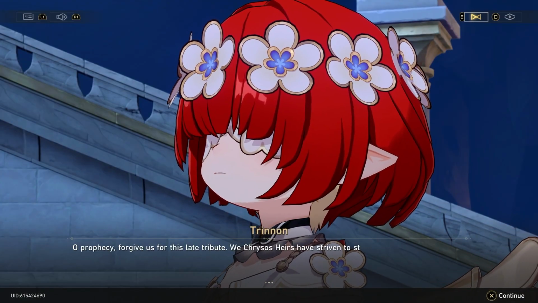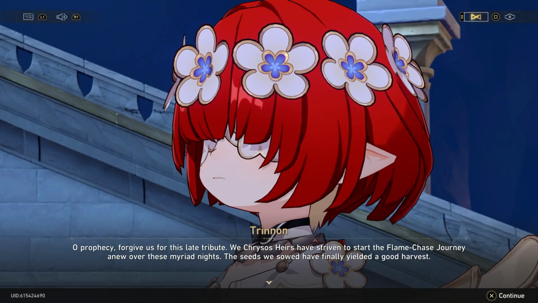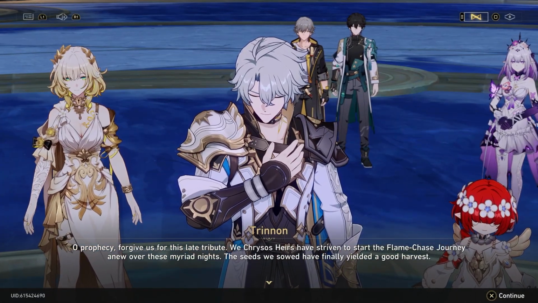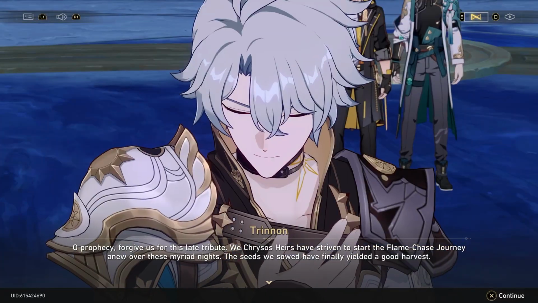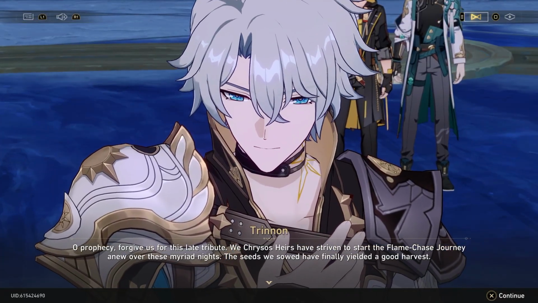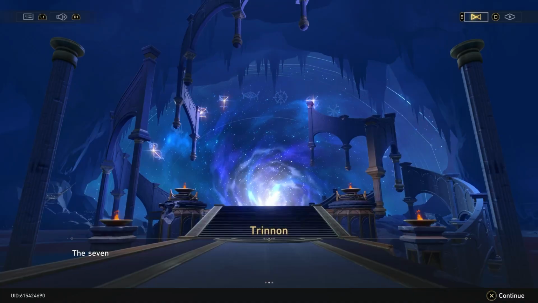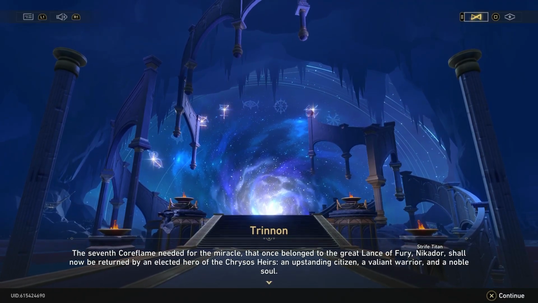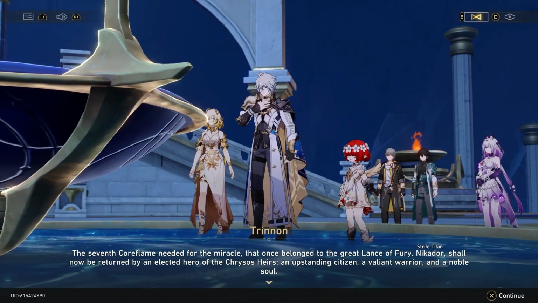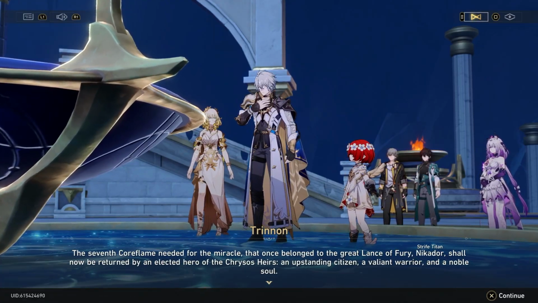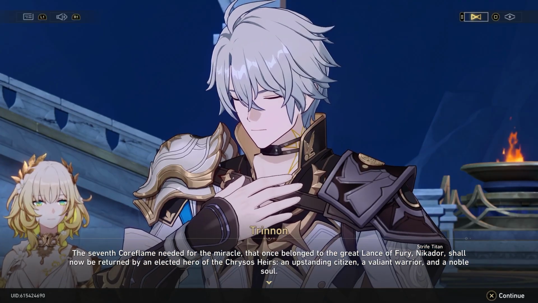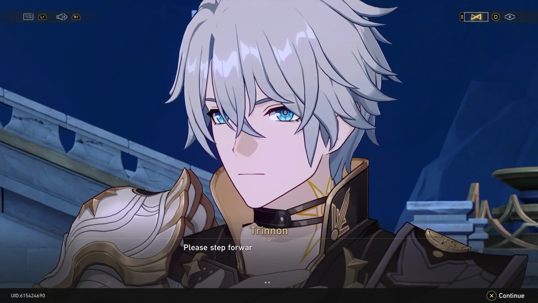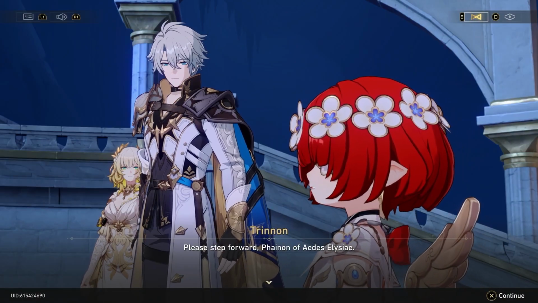O prophecy, forgive us for this late tribute. We, Chrysos heirs, have striven to start the flame chase journey anew over these myriad nights. The seeds we sowed have finally yielded a good harvest. The seventh core flame needed for the miracle that once belonged to the great Lance of Fury, Nikador, shall now be returned by an elected hero of the Chrysos heirs, an upstanding citizen, a valiant warrior, and a noble soul. Please step forward, Phainon of Ides Elysiae.